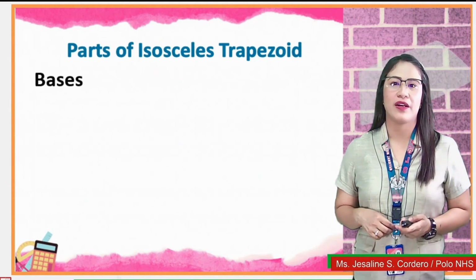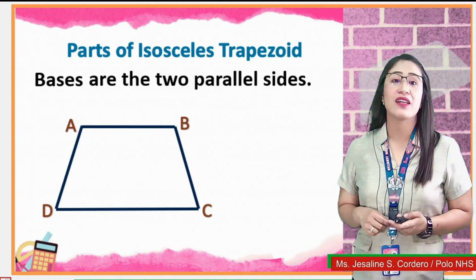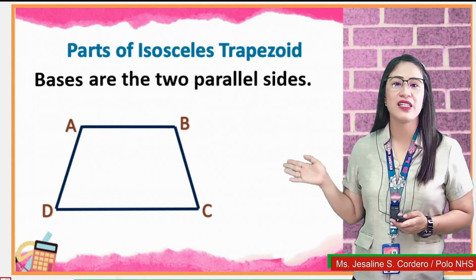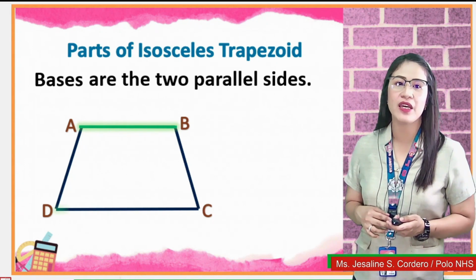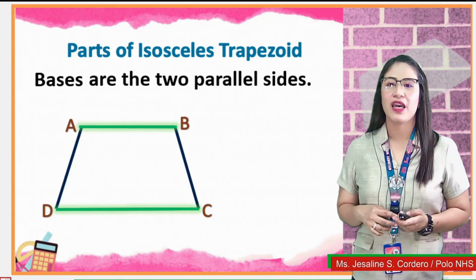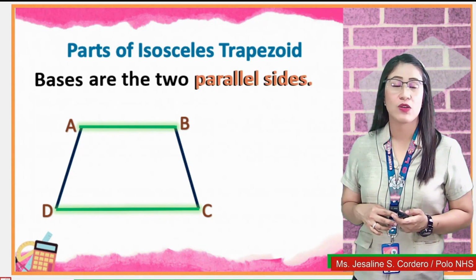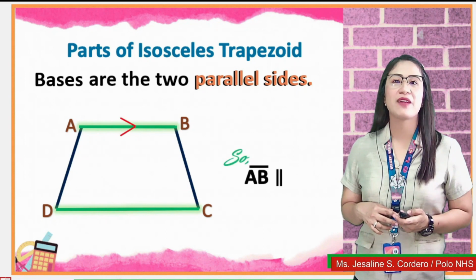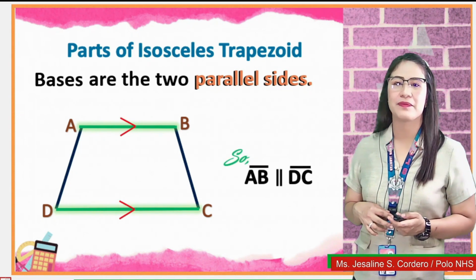Another part, the bases. Bases are the two parallel sides. The bases in this trapezoid ABCD are segment AB and segment DC. And they are parallel sides. So, therefore, segment AB is parallel to segment DC.